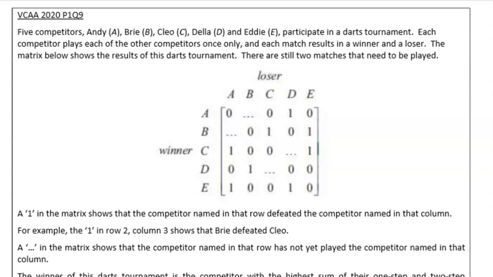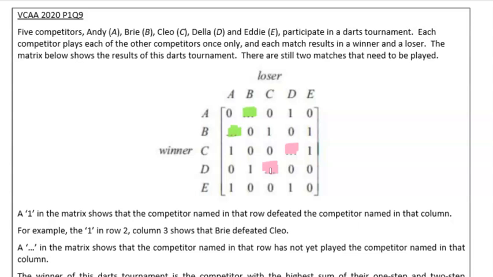So we have 5 competitors, Andy, Bree, Cleo, Della and Eddie, and they're participating in a darts tournament. Each competitor plays each of the other competitors only once, and the match results in either a winner or a loser. The matrix below shows the results of this darts tournament. So there are still 2 matches that need to be played, and we can see there that there is a gap in A and B. So that would be 1 match, and there is a gap here in C and D.